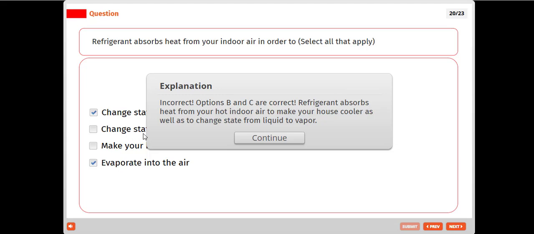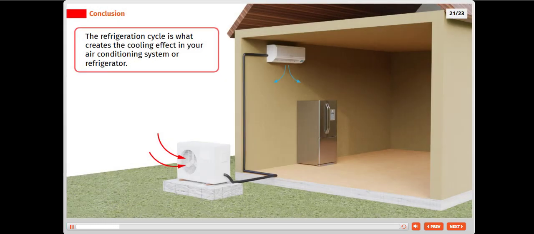This means it absorbs heat from your hot indoor air to make your house cooler, as well as change the state from liquid to vapor. That is what creates the cooling effect in your air conditioning system or refrigerator.